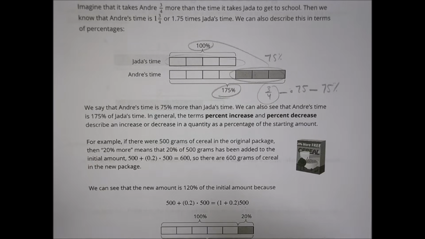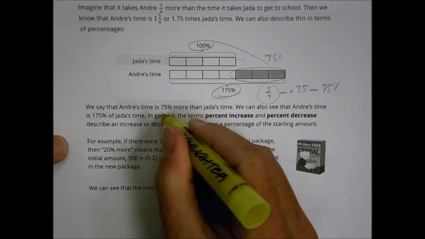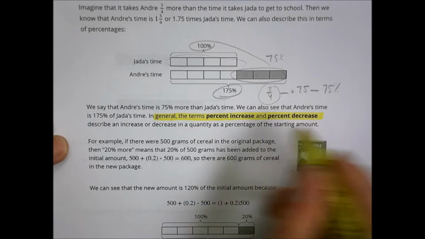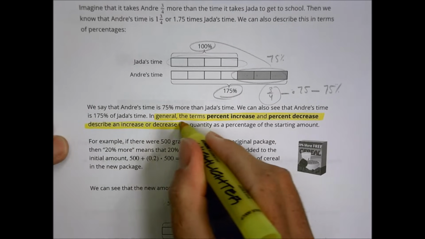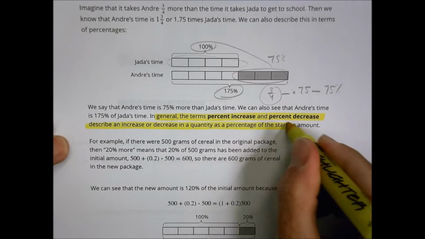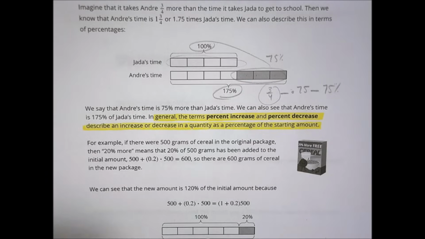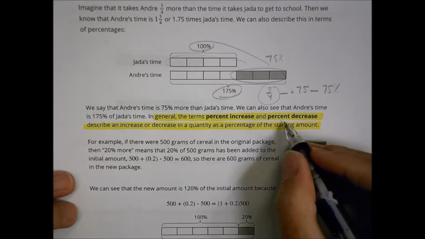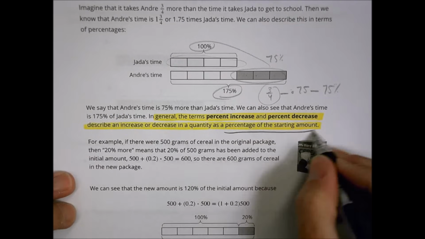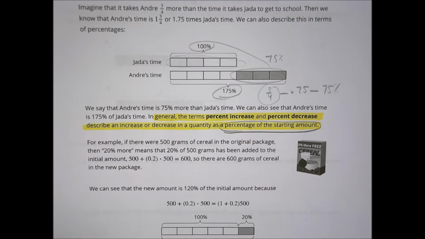And again, this means in general terms, the terms percent increase and percent decrease describe an increase or decrease in a quantity as a percentage of the starting amount. So it's going up or down as a percentage of the starting amount, whatever you began with there. Okay, let's take a moment and look at today's homework.